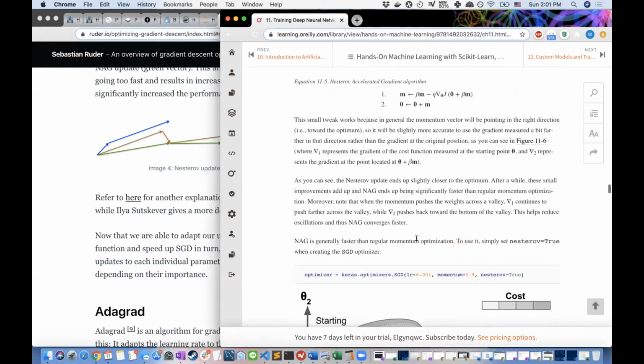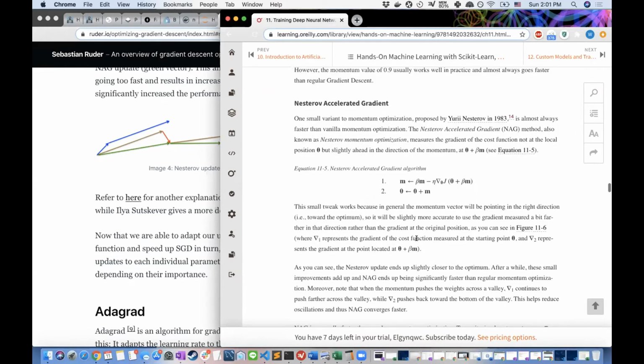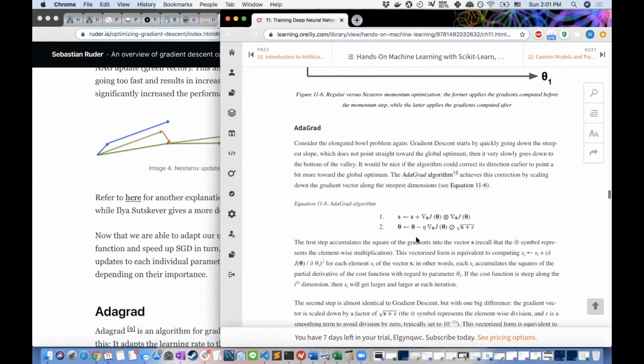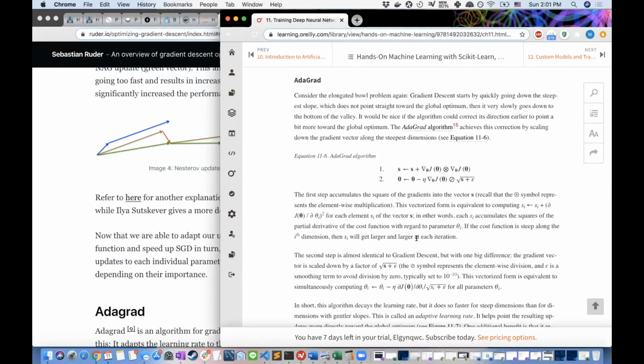Okay, so we're going to talk about AdaGrad. Let's read it a little bit quickly. As the coding is just, as Mash showed, one single line, we don't have to go through the coding. So let's just read through the text.